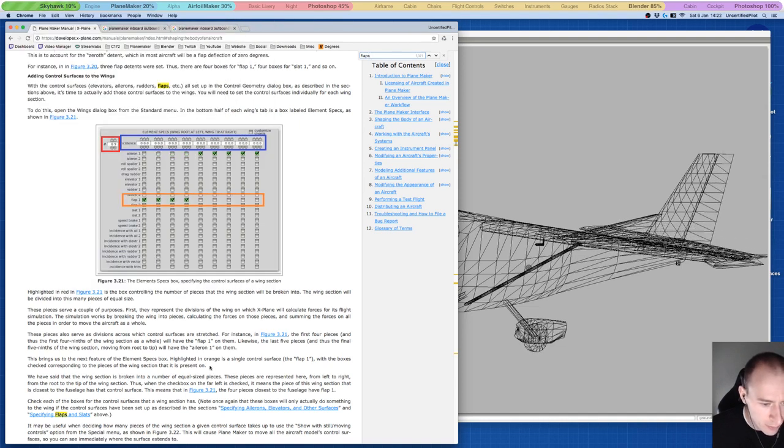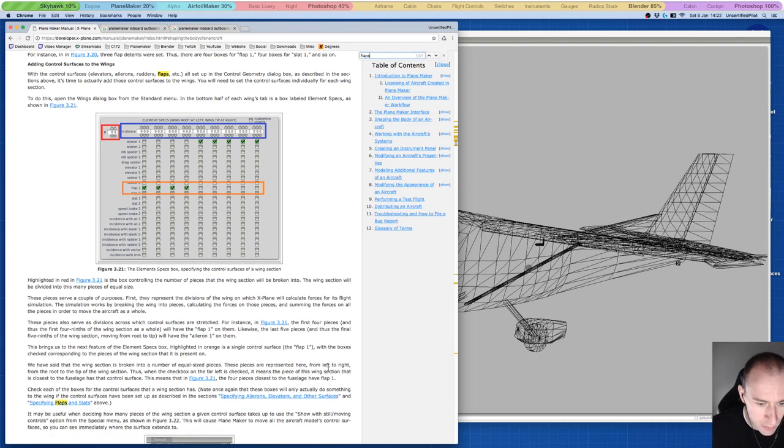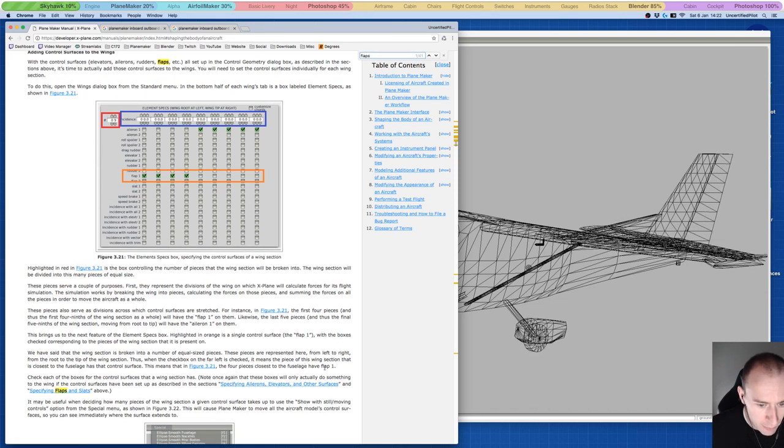This brings us to the next feature: the highlighted orange is a single control surface, flap 1. We have set that the wings are broken into a number of pieces, and the pieces are represented here, left to right. This means in figure 1, the 4 pieces close to the fuselage have flap 1, from the root to the tip of the wing. Thus, when the checkbox on the far left is checked, it means the piece of the wing section that is closest to the fuselage has that control surface.